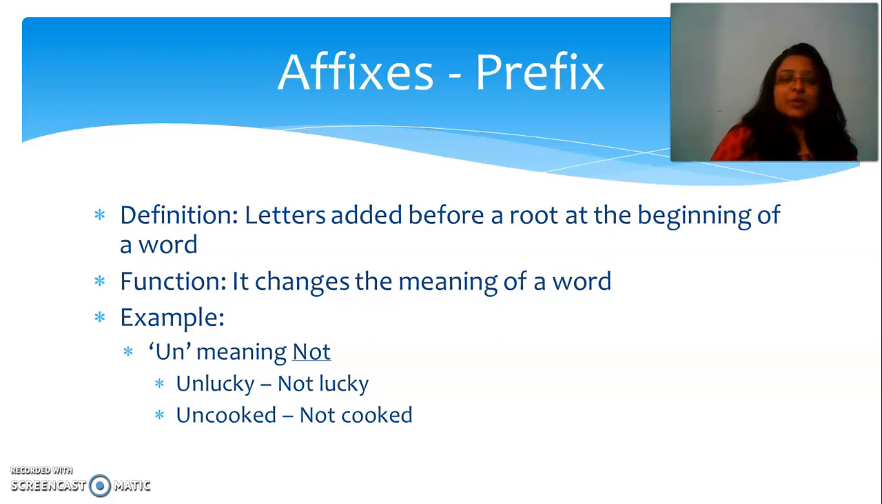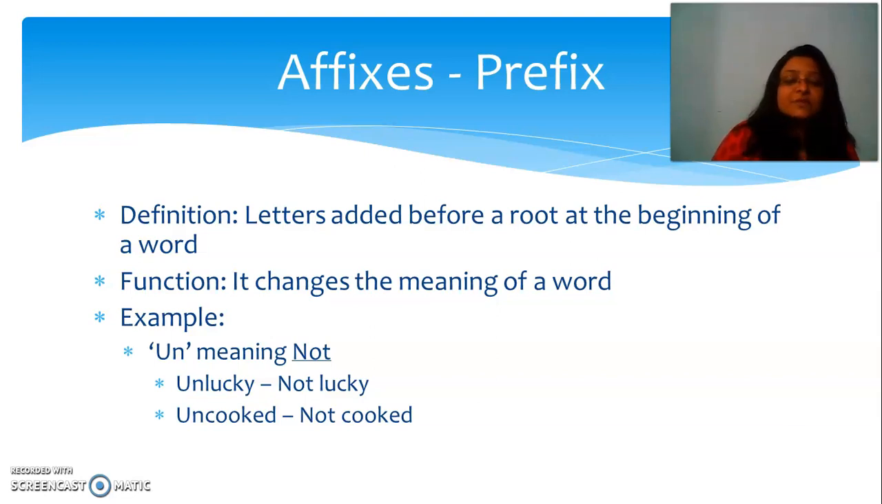My next subtopic of today's lesson is called affixes. What is an affix really? Any group of letters added at the beginning or at the end of a word is called an affix, or they are referred to as affixes. So the first type of affix is called a prefix, and as the term prefix suggests, pre means before. A prefix is a group of letters added before a root at the beginning of a word. That's the definition of a prefix.